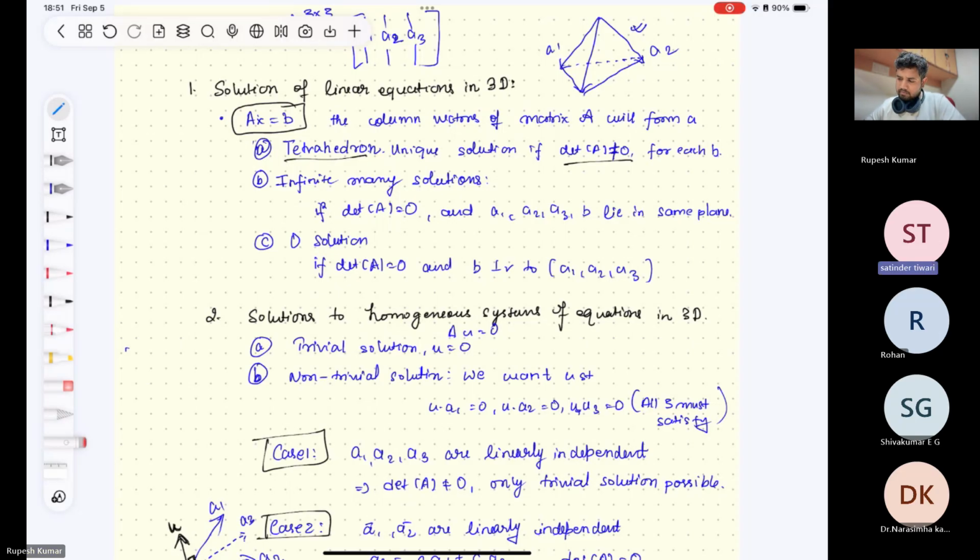We have two situations. One is for homogeneous. Second, let's consider the non-homogeneous case, right?